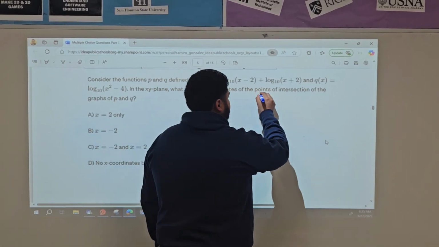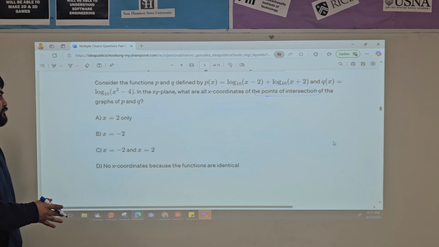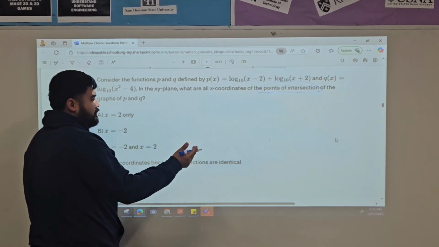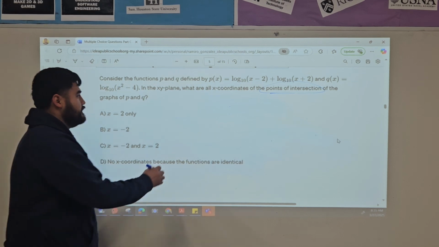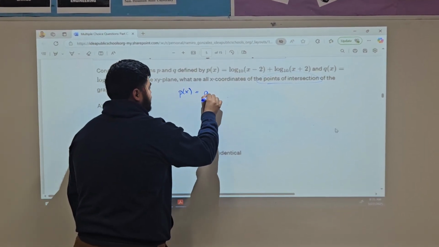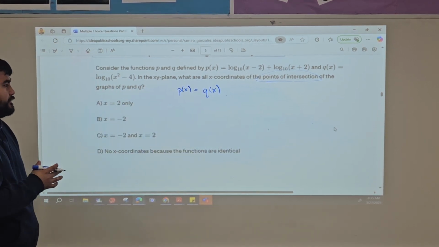So we're dealing with point of intersections and we're dealing with logs, right? We already went over logs briefly, but we said if we're talking about a point of intersection, we're going to set up both of the logs equal to each other, right? So you have p of x equals q of x. This is your guide, okay? So here we have to set up those two functions equal to each other.